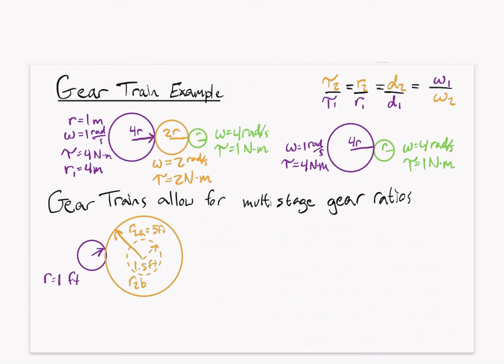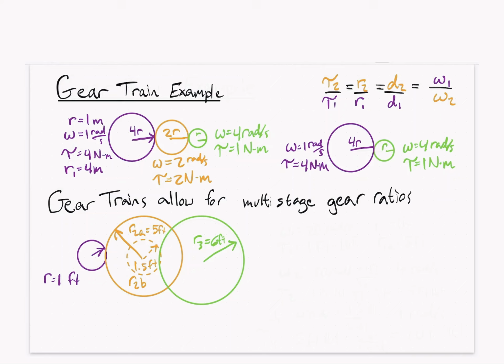And then that can drive another gear. So this will be a 2-stage gear. And we'll go through what's happening and see what's going on. So let's say R3 is 6 feet.